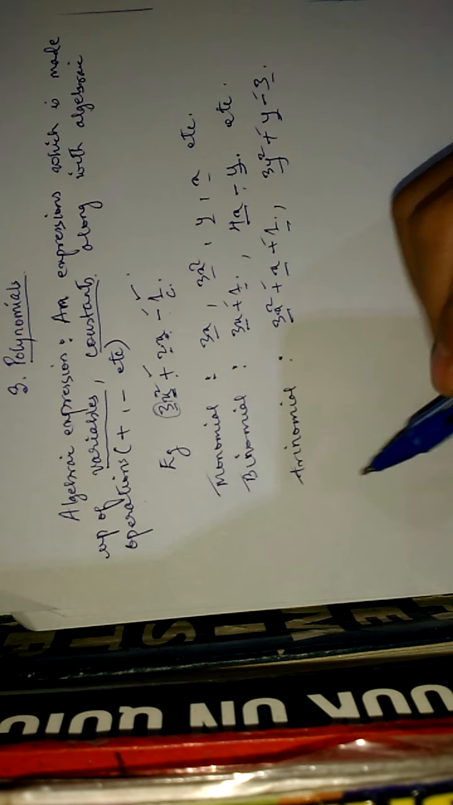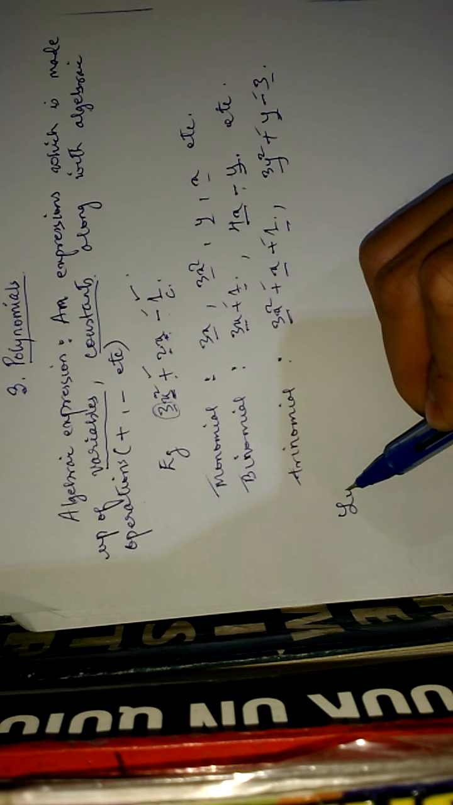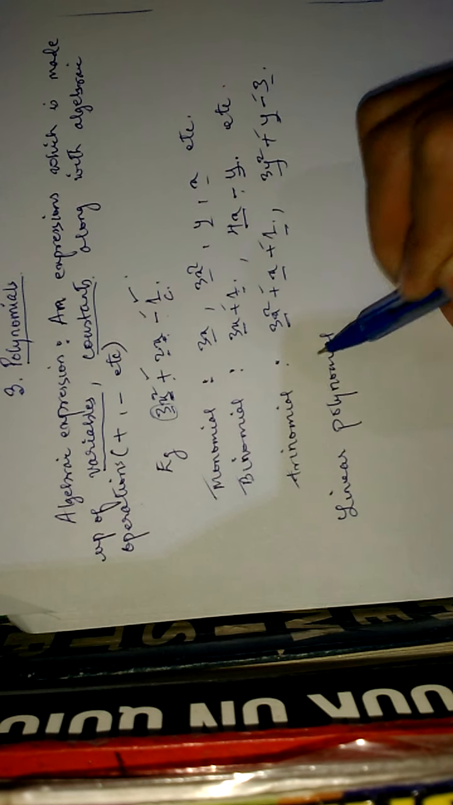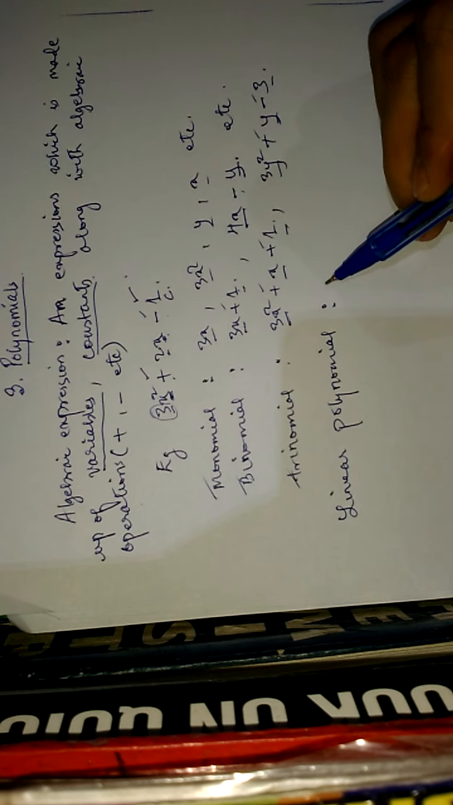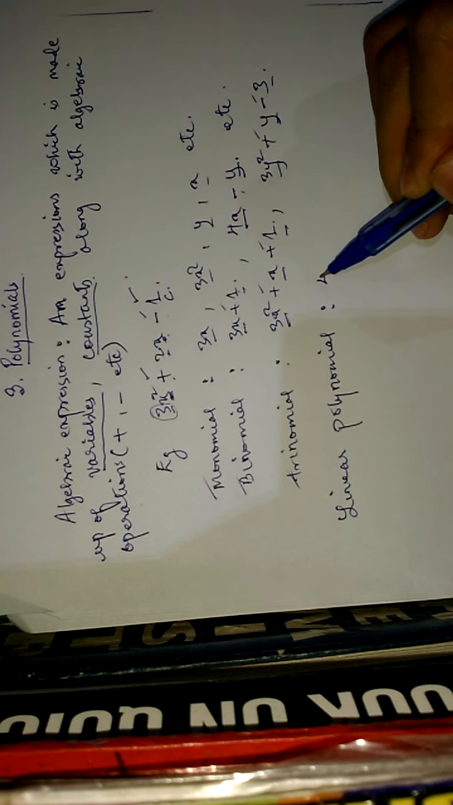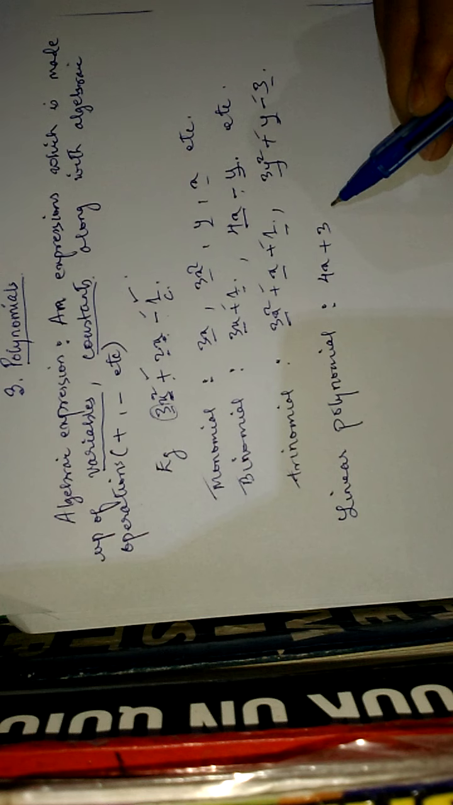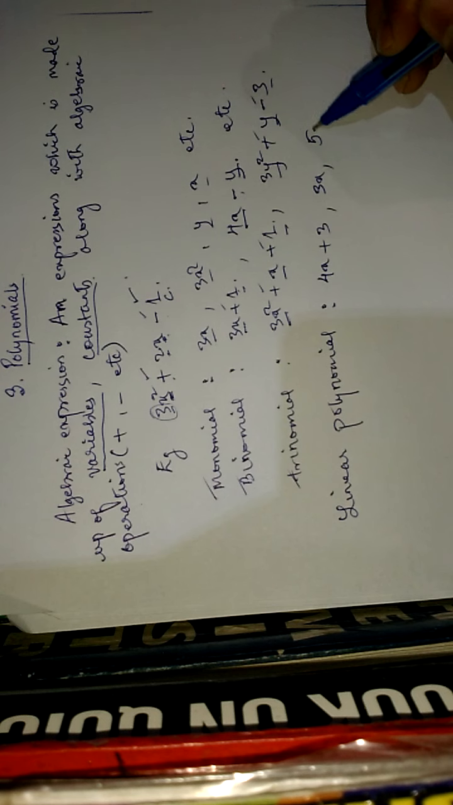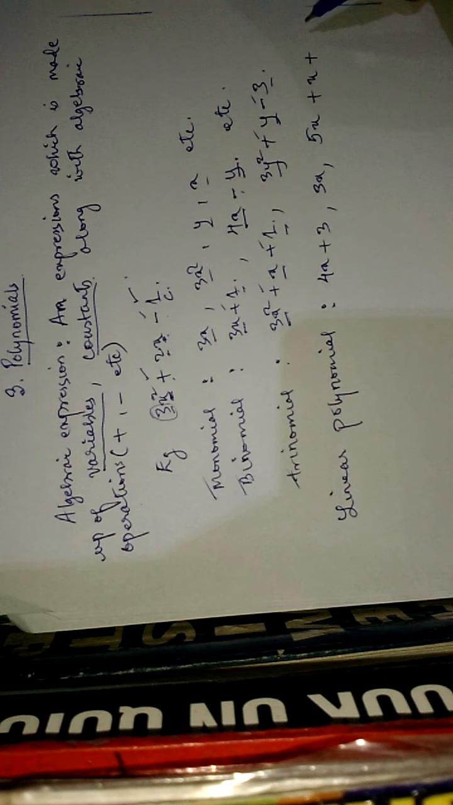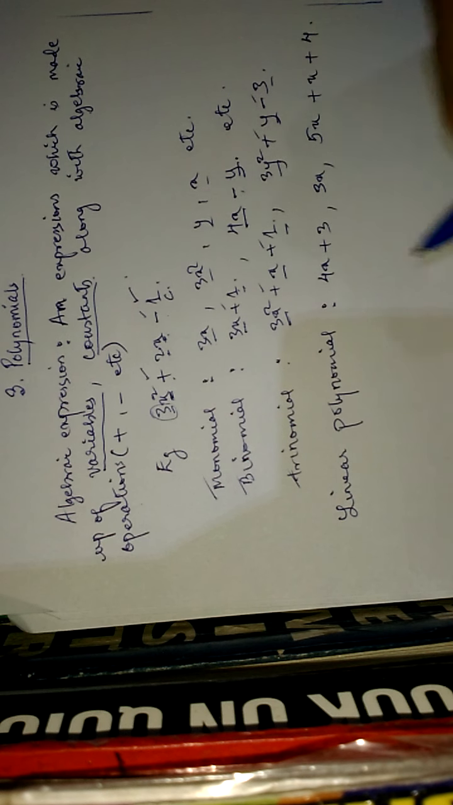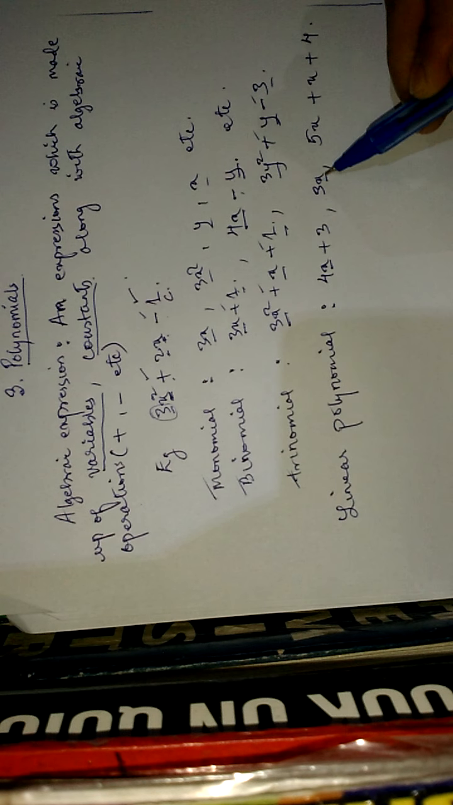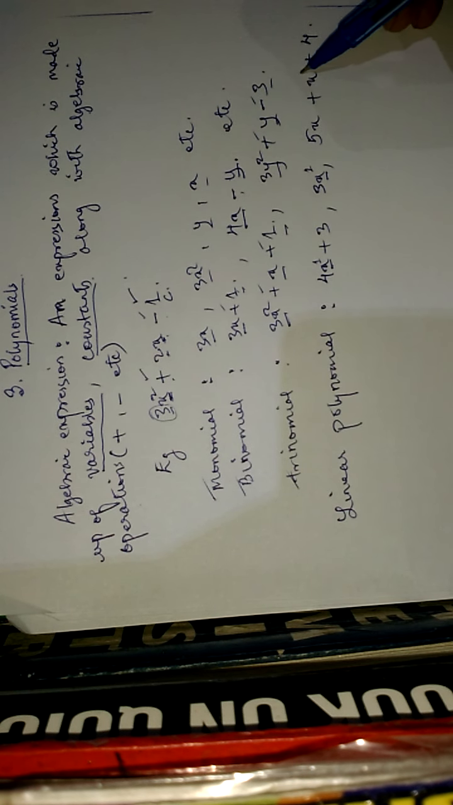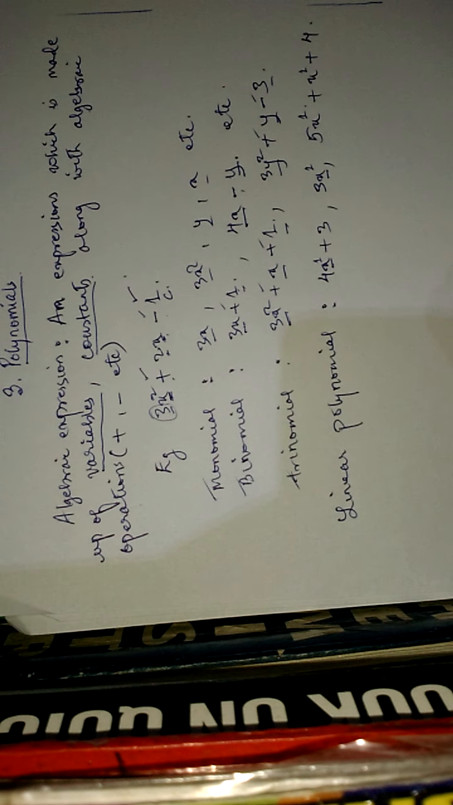Linear polynomial. For example, I will give examples: 4x plus 3, 2x, 3x, or 5x plus 3, 4. Here the variable is x and x. Here in this variable the highest exponent is only 1. Here also 1, 1. These types of polynomial are called linear polynomials.